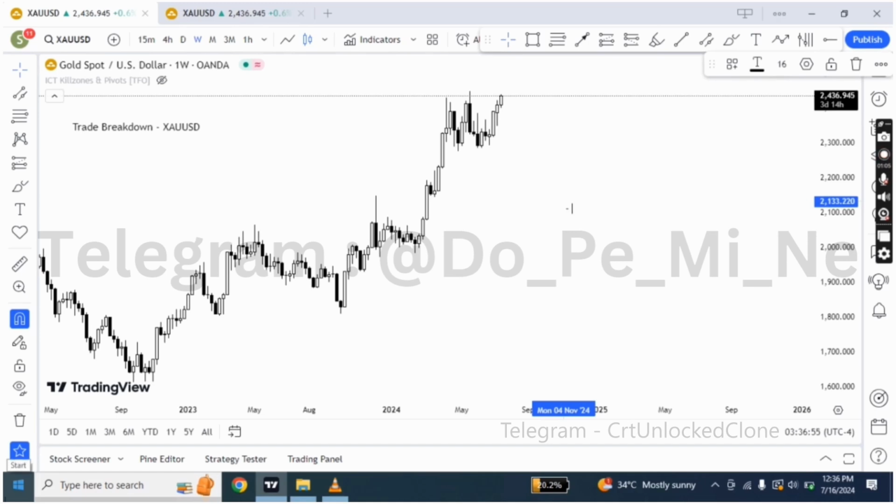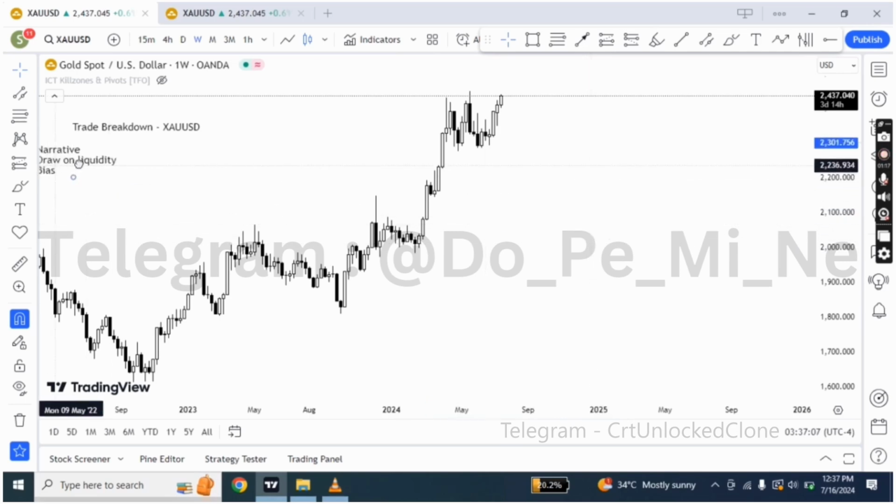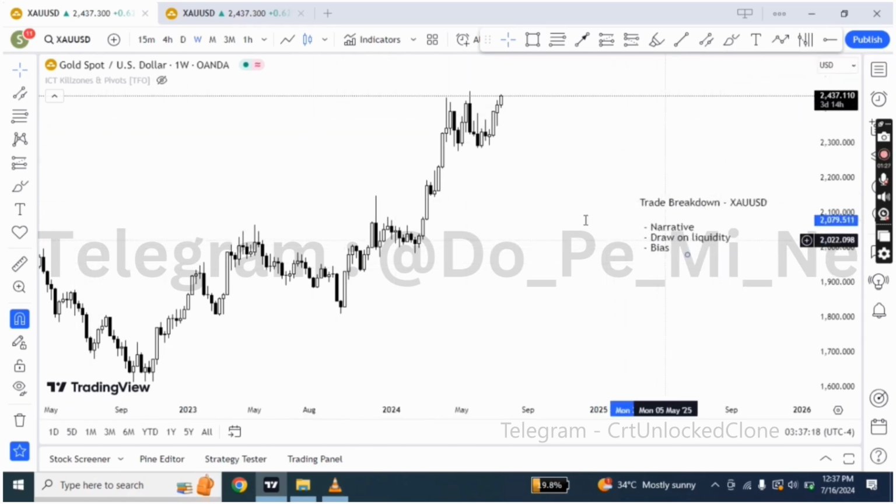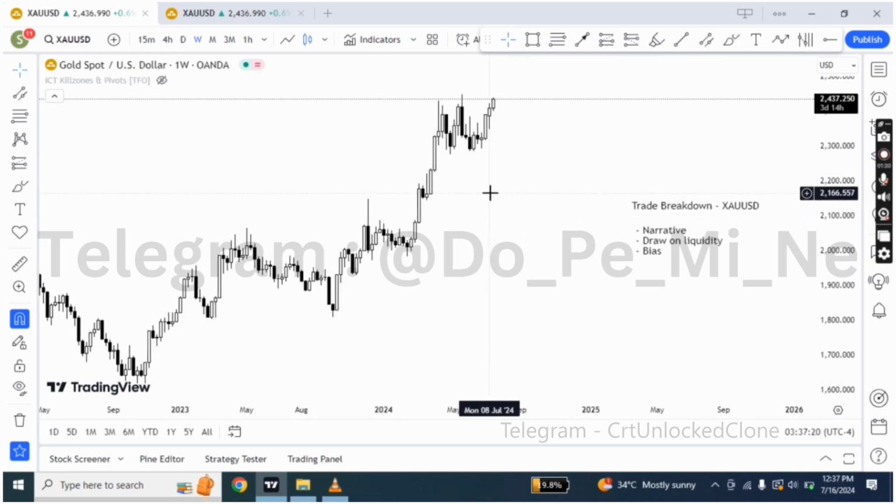And these three objectives are, first of all, to determine our higher time frame drawn liquidity, right? To determine a higher time frame bias for our trading, and then last but not least, we would be using them to generate a narrative for us, and then that narrative is going to help us generate a trade idea in the lower time frame towards the drawn liquidity we've determined on the higher time frame, right? That is going to be our objective on these time frames.